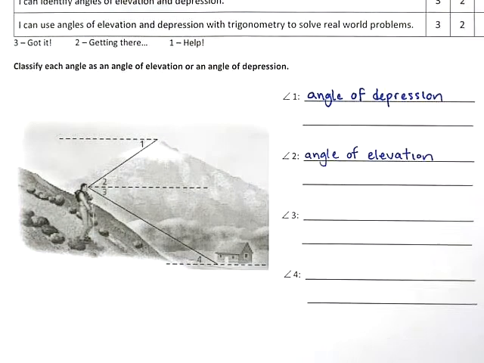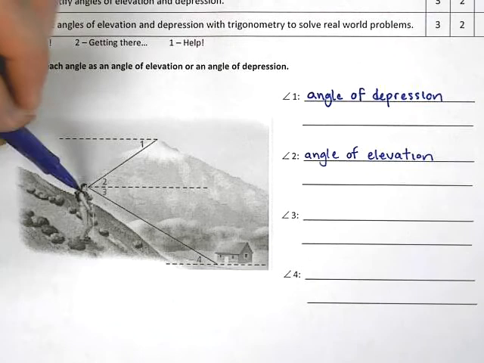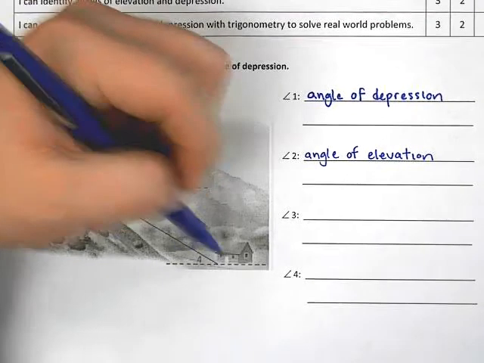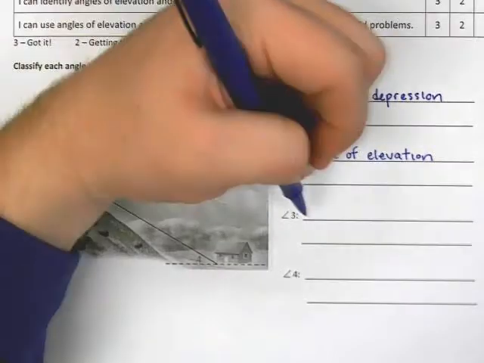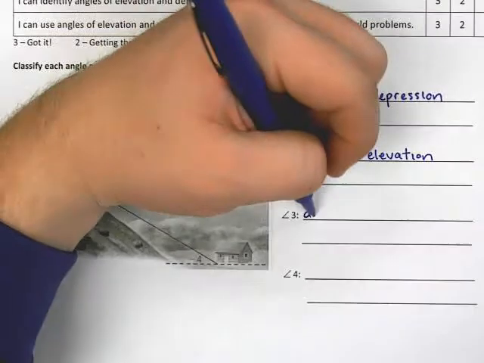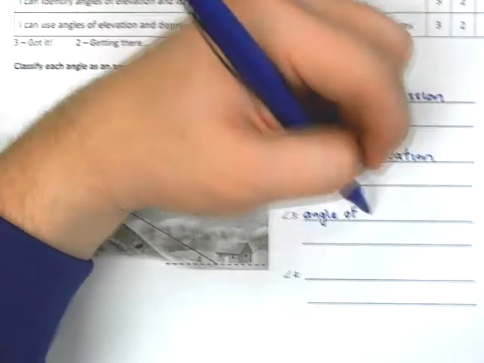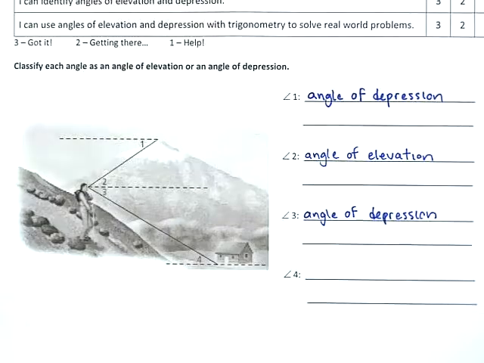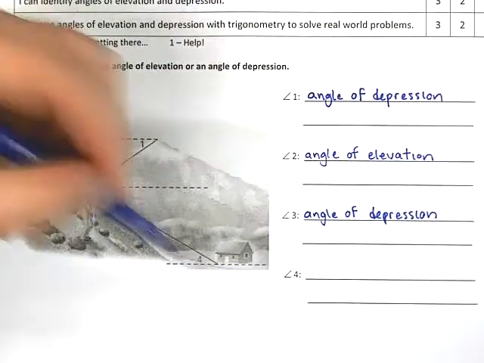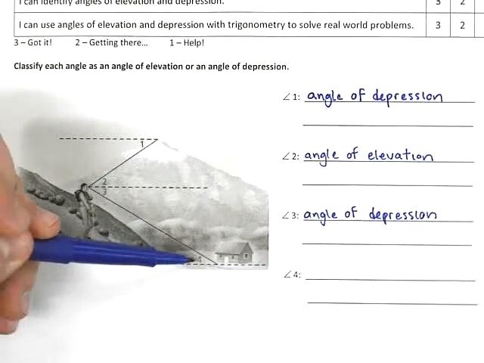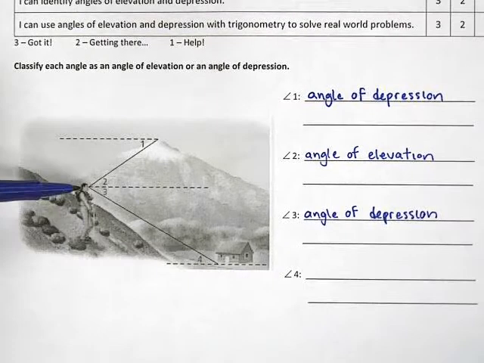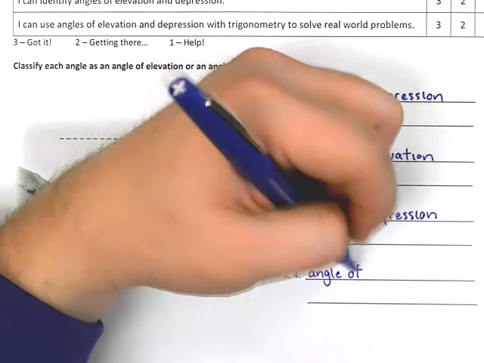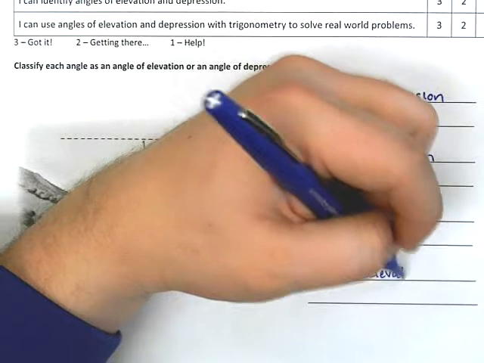When we take a look at angle 3, well, still talking about this person, but now what's happening? They're looking down at the cabin. So looking down, angle of depression. And lastly, angle 4. Angle 4 is right here. Angle 4 is from the cabin up to the person. Up being the key word, angle of elevation.